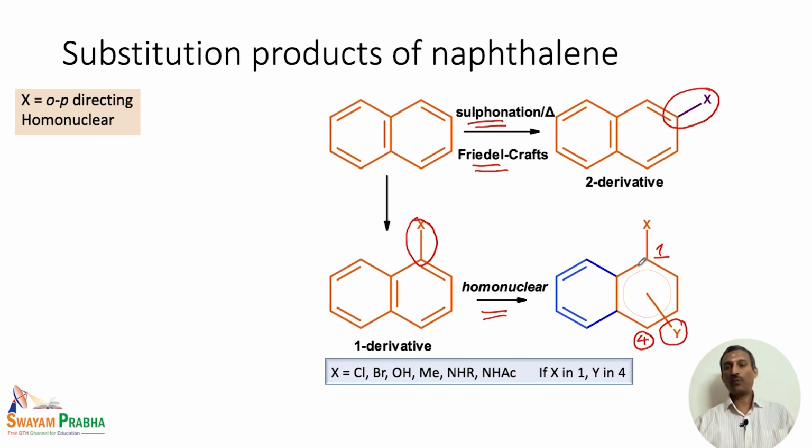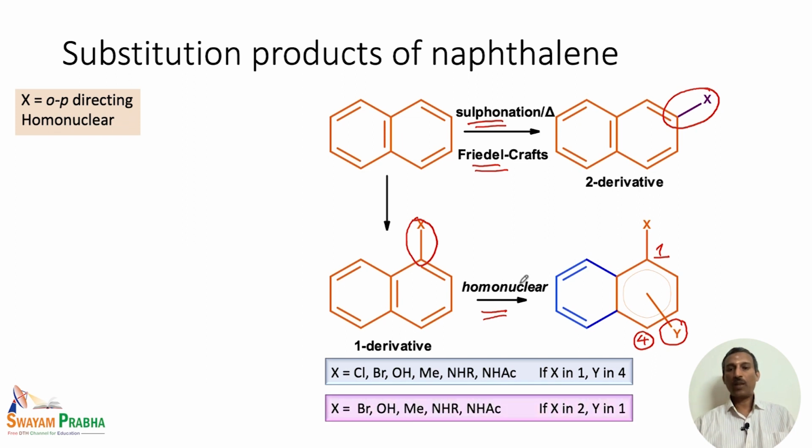This is very similar to para directing. If we assume this is only one ring, position 1 and 4 are basically para disubstitution. So in this particular case, the homonuclear substitution leads to 1,4 disubstitution. And if the X group is in position number 2, that means you are starting with the 2 derivative as the starting material for the second substitution, then the introducing group, the Y, generally goes to position number 1 only. It doesn't go to position number 2 or 3 or 4, it always goes to position number 1 only.